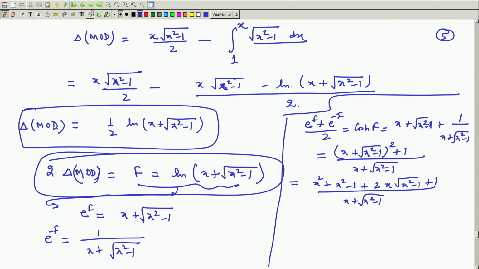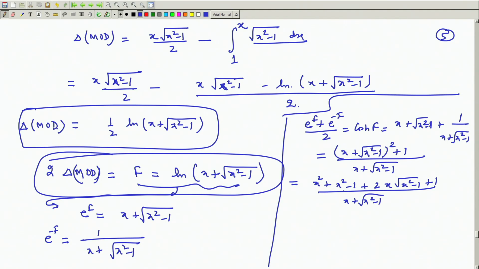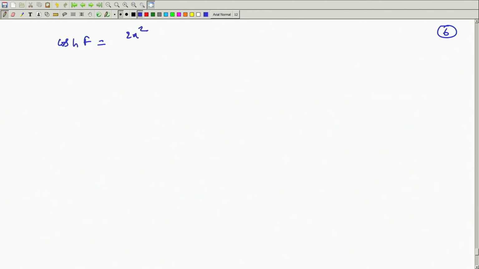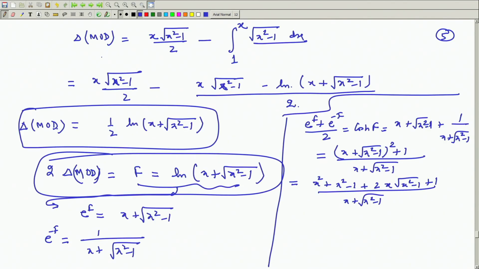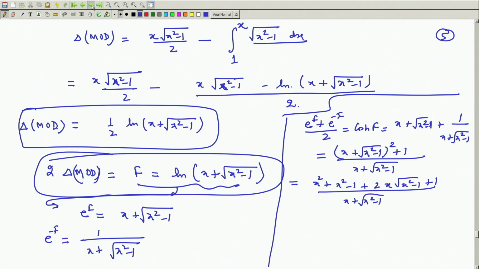So, we have from this place cos hyperbolic F equal to, one cancels out, 2 x square plus 2 x times square root of x square minus 1, divided by x plus square root of x square minus 1.